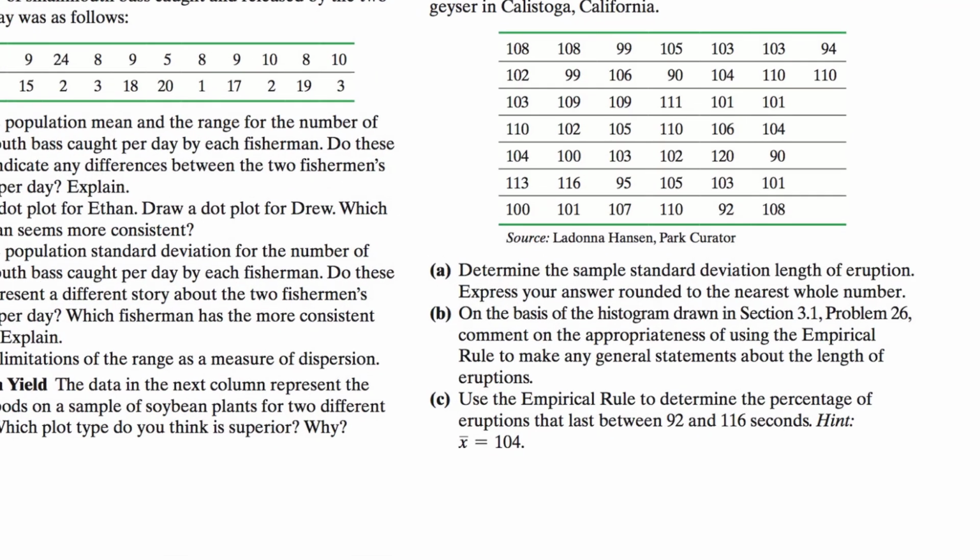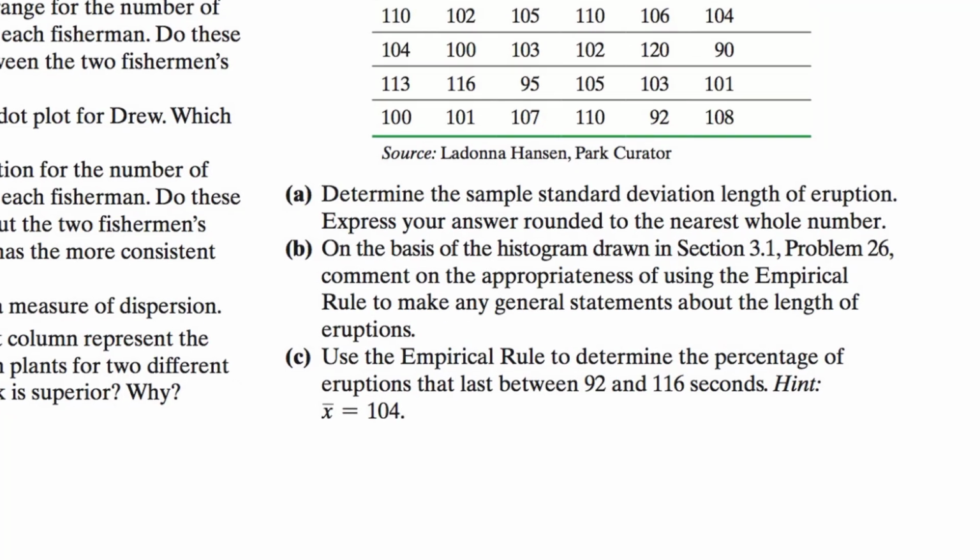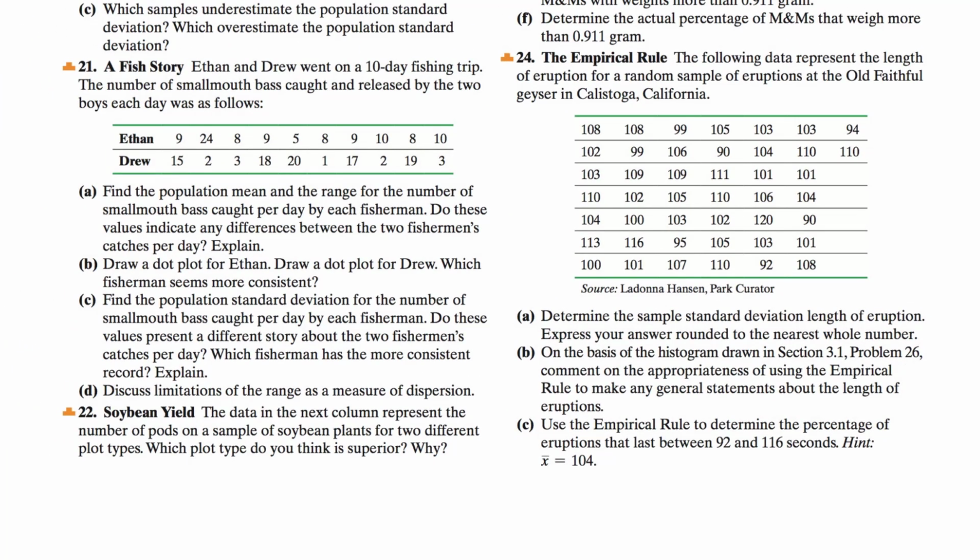Part C says, use the empirical rule to determine the percentage of eruptions that last between 92 and 116 seconds. Hint, X bar, the sample mean, is 104. Now, whenever they ask this kind of a question, it's always important to sort of get your bearings. And what I mean by that is to figure out what those numbers mean. What's 92 and what's 116? How many standard deviations away from the mean are those values? I'm not saying you have to, but typically what I would do is draw a diagram, as you can see.